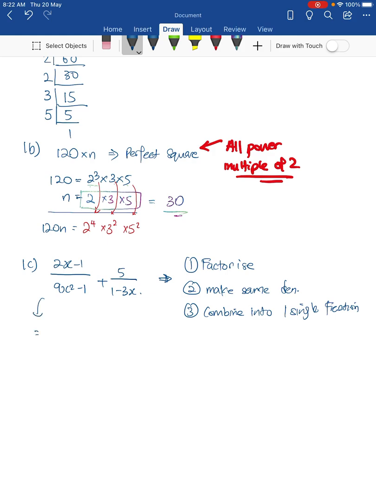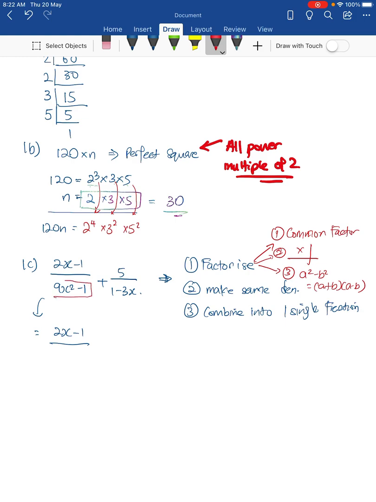So anything that we can factorize? The first term, 2x minus 1, we cannot factorize. 9x squared minus 1, how do we know how to factorize? There are 3 factorize methods. Just a quick recap. The first one is taking out common factor. Always try this method first. The second one is the cross method, and of course the third method is a squared minus b squared, a plus b, a minus b. If you have this in mind, you know that there are these 3 methods.